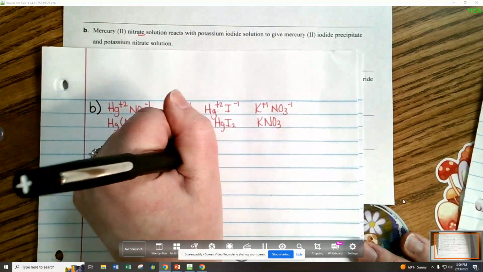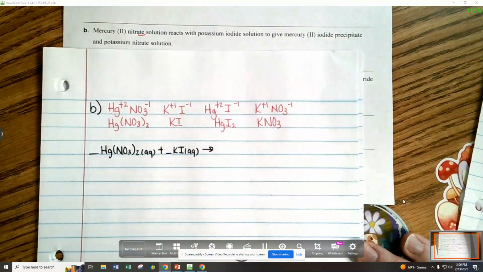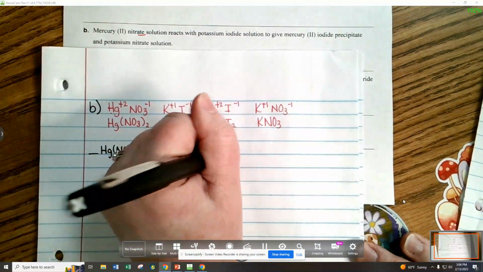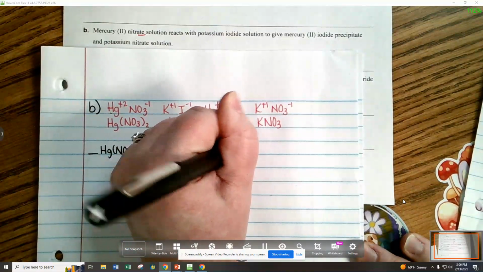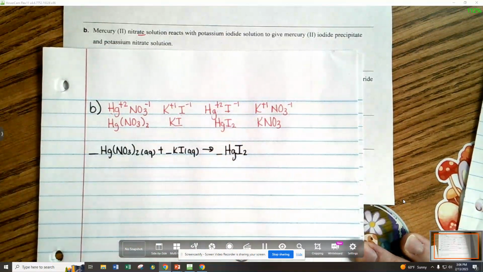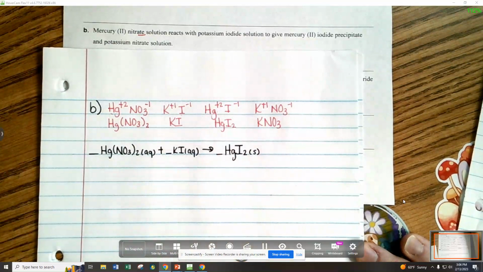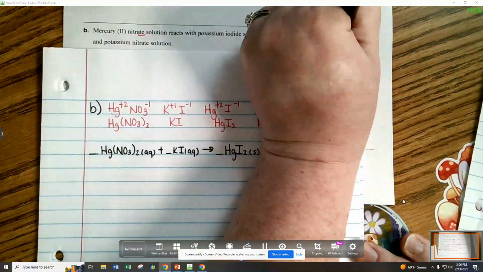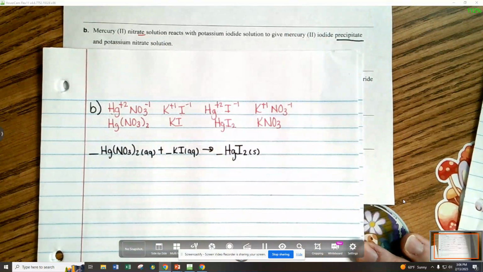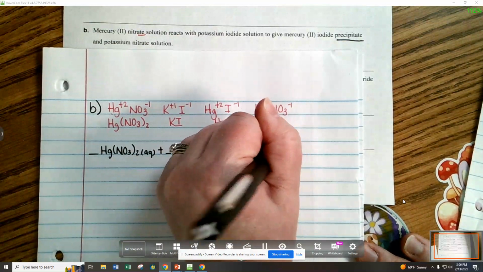To give, so forms mercury 2 iodide, so the HgI2, and it says the word precipitate. We know what precipitates are. It's just been a minute. That is a solid. So if you want, you can write this word precipitate up in your table up above with solid if you want to write that down. And then we have potassium nitrate solution.